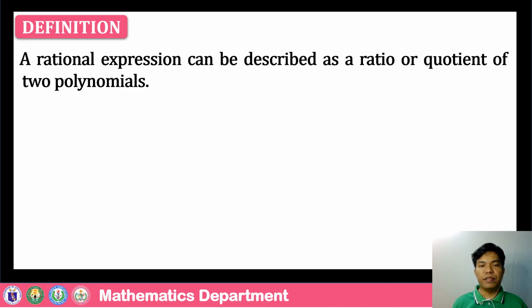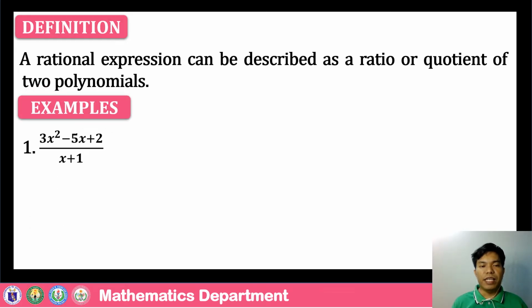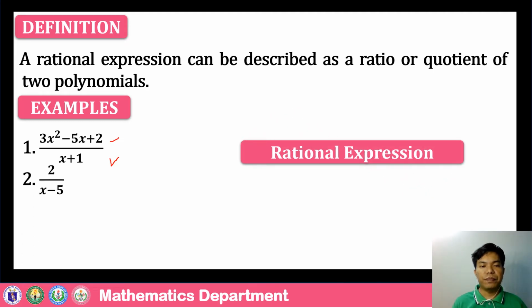We begin our lesson with defining a rational expression. When we talk about a rational expression, these are expressions that can be described as a ratio or quotient of two polynomials. Ibig sabihin, ito yung klase ng mga expressions na kung saan ang kanyang numerator ay polynomial at ang kanyang denominator ay polynomial. Halimbawa, 3x squared minus 5x plus 2 over x plus 1. Notice that our numerator here is a polynomial and our denominator is also a polynomial. So therefore, we consider this one as a rational expression.